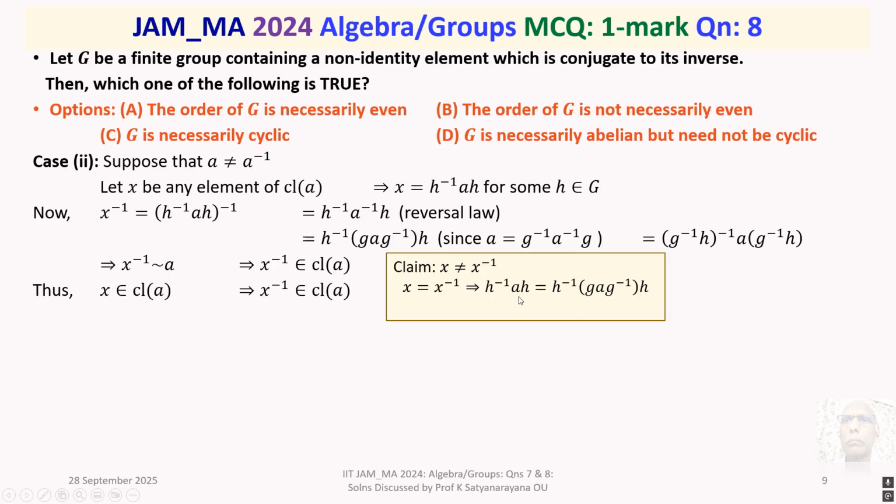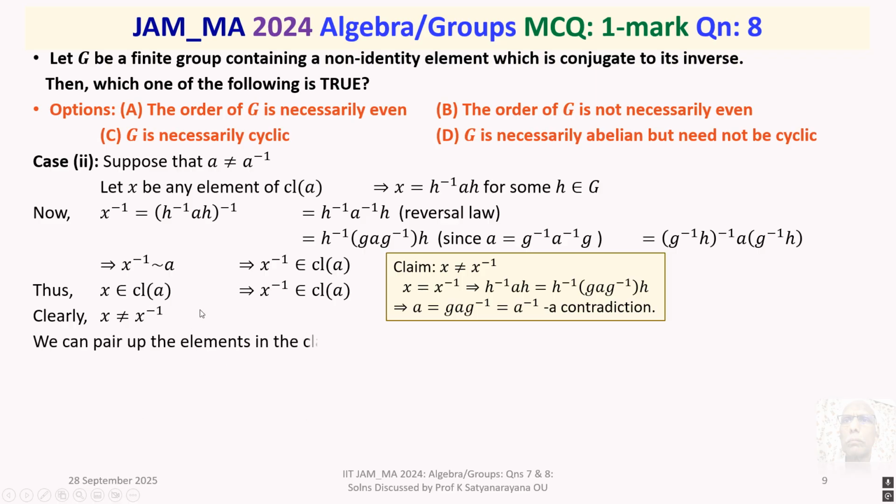Now by right and left cancellations, you will get A is equal to G A G inverse. That G A G inverse is A inverse. This is a contradiction, because A not equal to A inverse is our case. In this case A is not equal to A inverse, but we got this one. This is because we assumed X is equal to X inverse, therefore X not equal to X inverse.